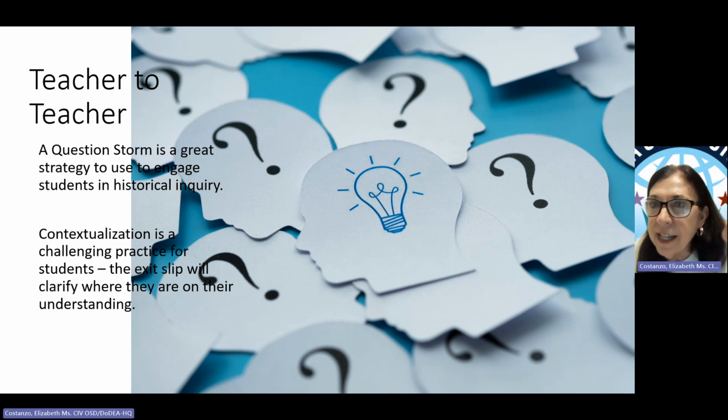Also, contextualization is challenging, setting that historical stage. And the sooner we can get kids to think about all the things that happened during the historical time period, the better they're going to understand that as they move through school, but also it helps them become a better citizen because they're looking at the big picture, not just at that one little moment in time. So that's it for our lesson on context. I hope you enjoyed it, and thanks.